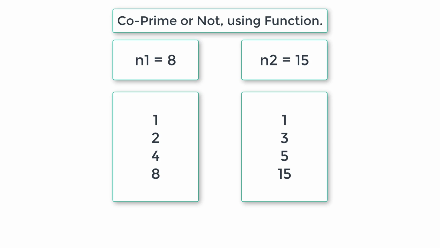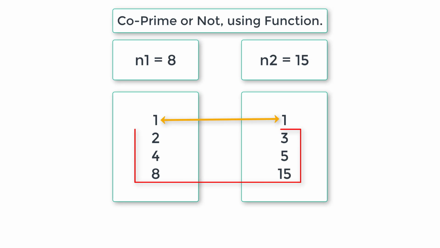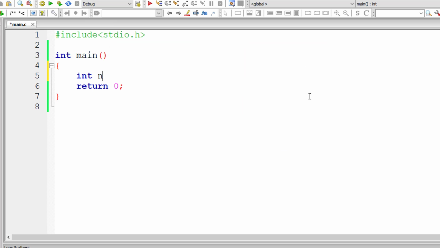In these two sets only 1 is common, all other factors are unique to 8 and 15, so there are no common factors for 8 and 15. So in that case 8 and 15 have a relationship called co-prime. 8 and 15 are co-prime numbers, or they are also called relative prime numbers. Okay, so we can define it as: two numbers are said to be co-prime numbers if they do not have a common factor other than 1. That's it. Let's write the program.